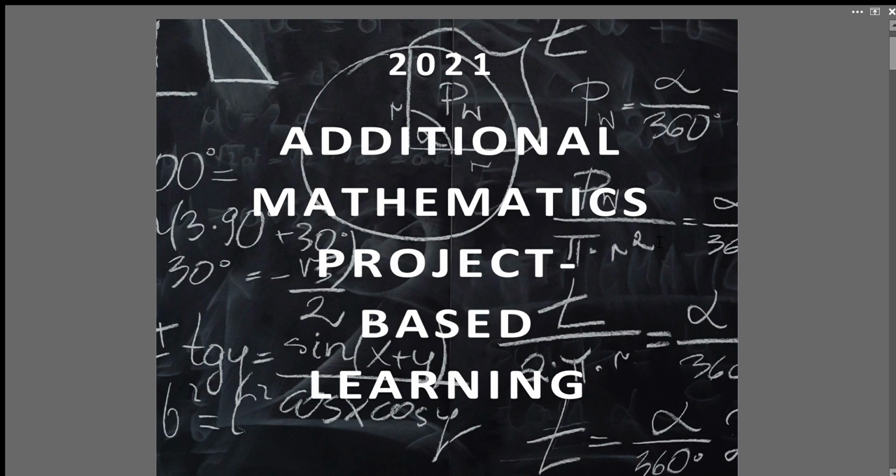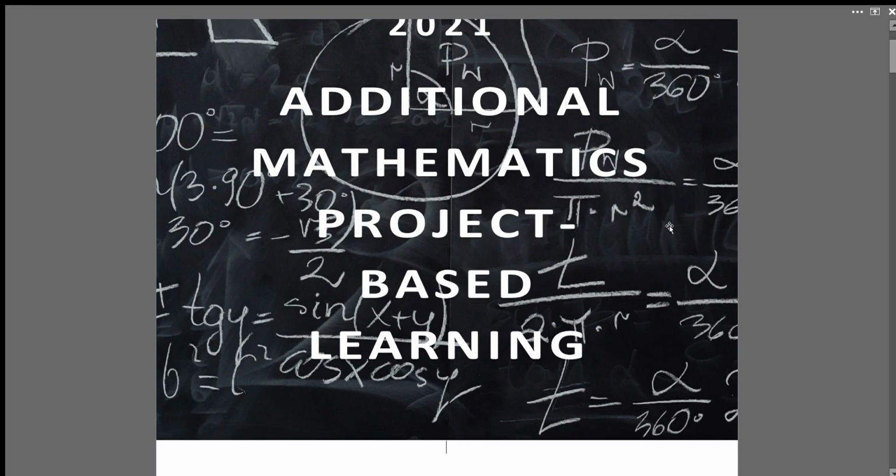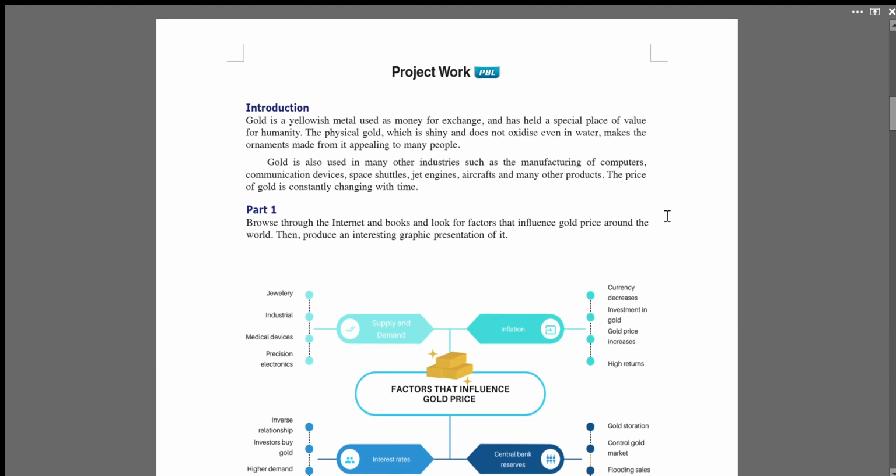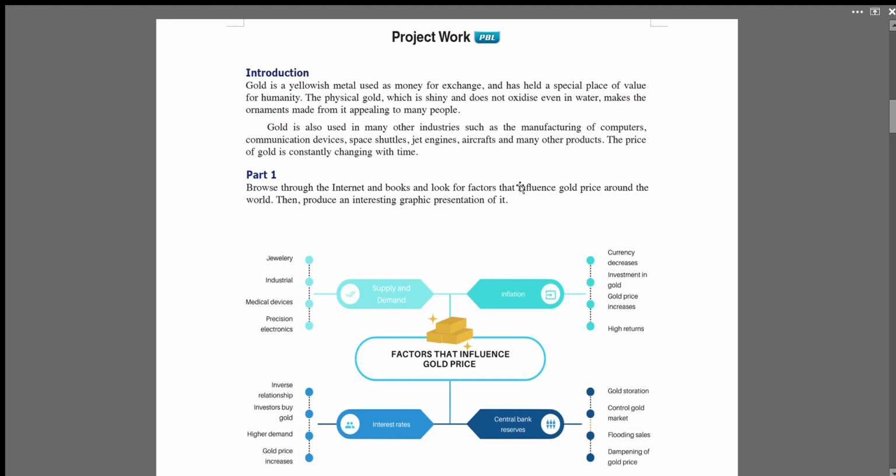Today, this video is going to show you how I complete my additional mathematics project. We are given three topics to choose from, and I have selected the third chapter's topic, integration. This question is about predicting the price of gold by determining the amount of gold needed to make the product.